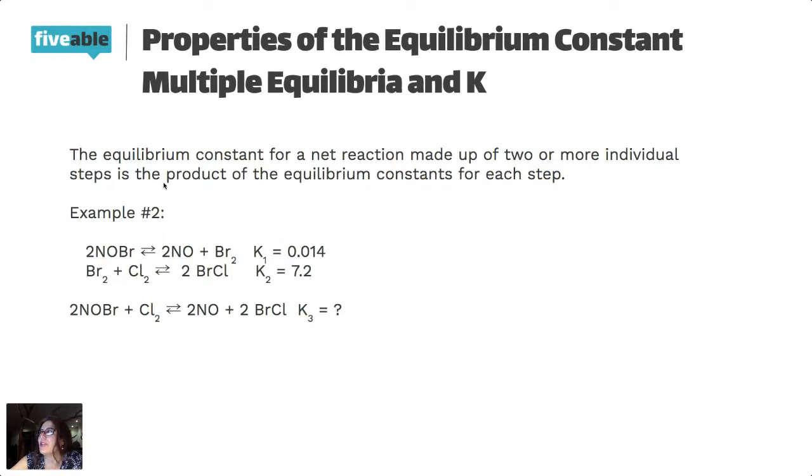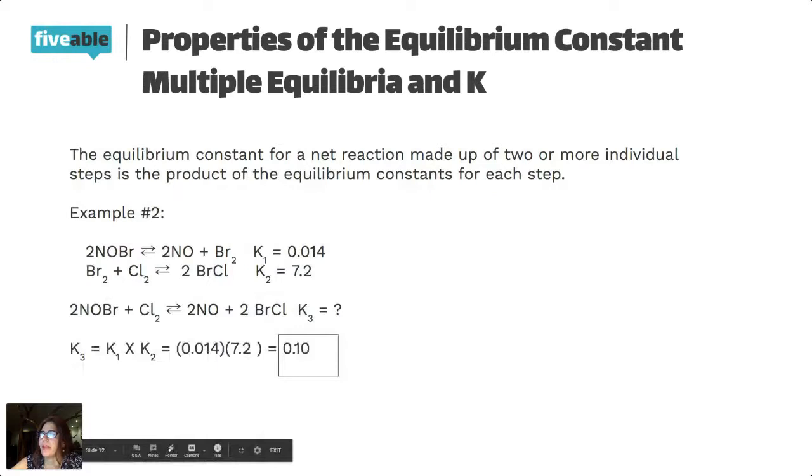So correct. Now the K says that the net reaction would be the product of the equilibrium constants of each step. So K3 would be just the product of K1 and K2. And again, remember, no units for K. Questions? No, right? Pretty easy. Okay.